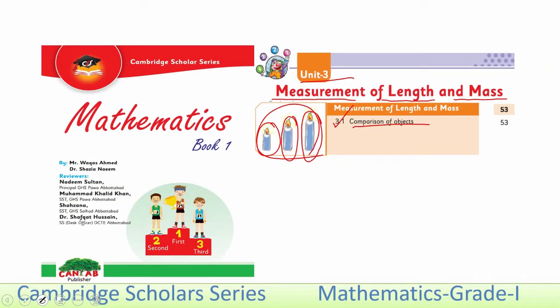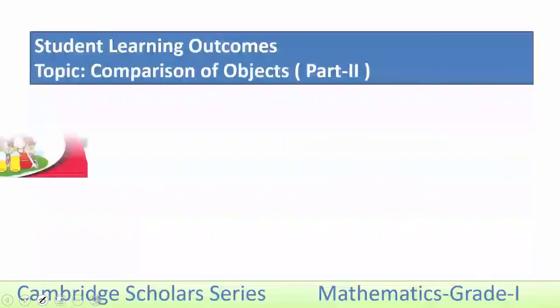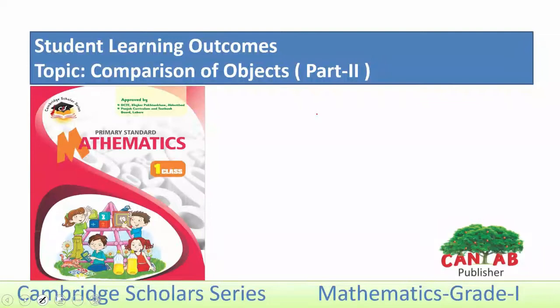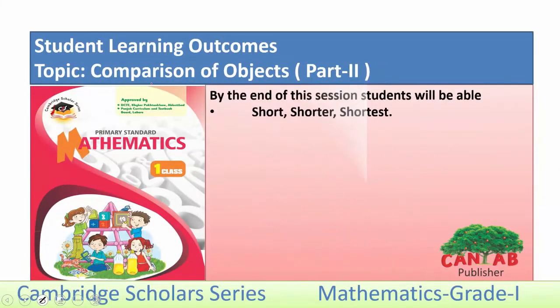Students, now come to our today's topic. Our today's topic is comparison of objects part 2. Part 2 means this is our second lecture on this topic. We will discuss only one SLO. SLO means student learning outcomes: short, shorter and shortest. Now come to page number 57.